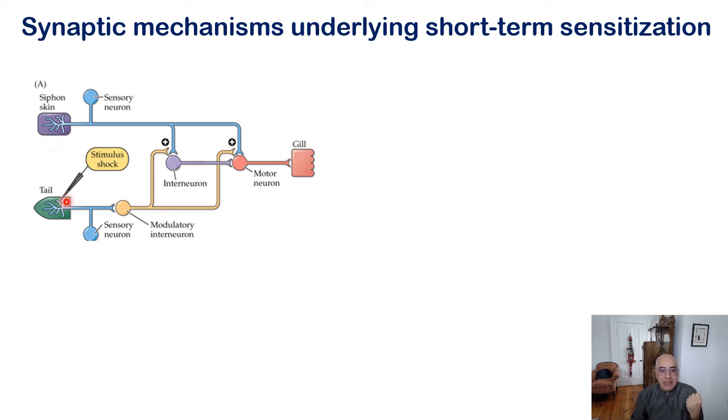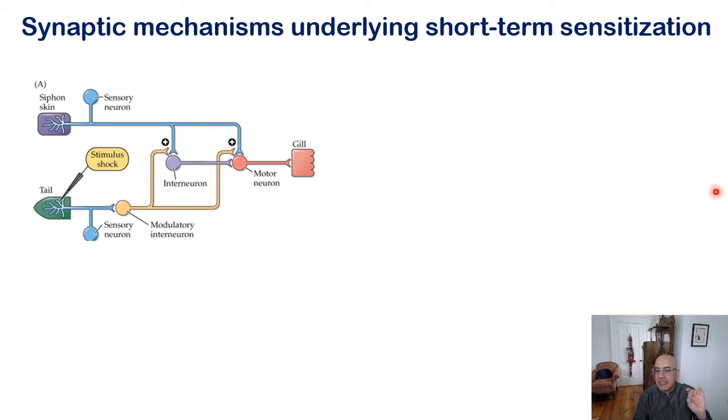Now, the tail itself also has a sensory neuron. This is a noxious sensory neuron or a nociceptor. Think of it as a pain receptor, right? So when you shock the tail, this sensory neuron becomes active. That sensory neuron activates a modulatory neuron that then acts to release a neuromodulator and change the synapse from the sensory neuron to the motor neuron. Ignore this interneuron in this discussion for now.